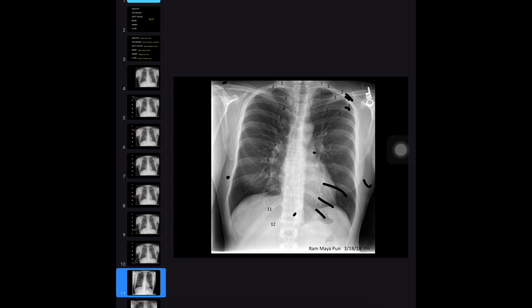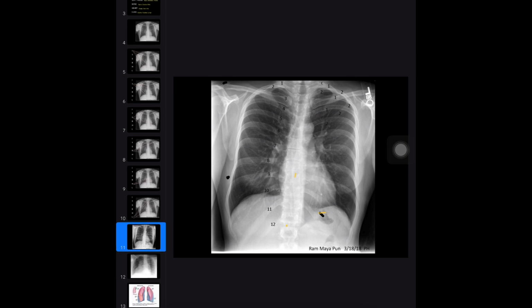Now in the heart, we have to see the shape of the heart, and then the size of the heart. As per the technique, this is greater than this, so there is no cardiomegaly. And then you have to see the hilum. This is the hilum which is seen in the heart. Okay, and then heart, then lungs.